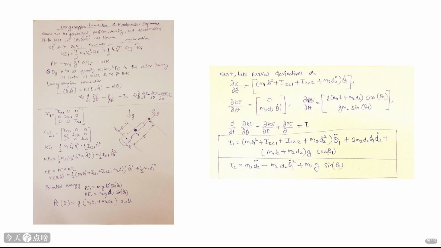The Lagrangian L equals Ke minus Pe is formed. Then, the partial derivatives of L with respect to the generalized coordinates theta 1, d2, their velocities, and the time derivatives of the generalized momenta are calculated. Finally, the Lagrange equations are applied to obtain the equations of motion for the RP manipulator. The final equation for tau 1 is shown here.